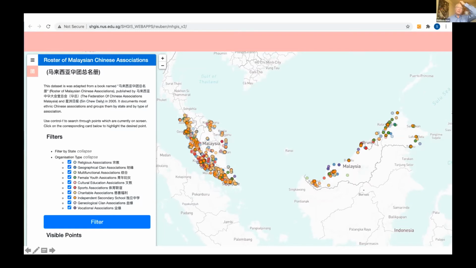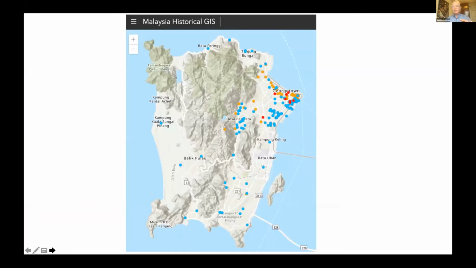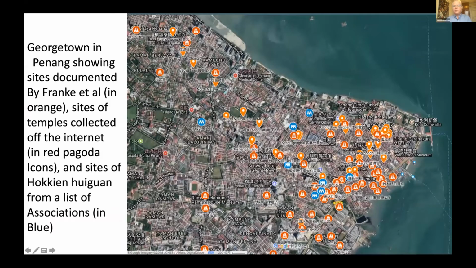Okay, great. So we're expanding into Malaysia, and we've got about 4,000 sites there of associations and temples. Some of them we had no idea existed, and we've only found them by driving around in recent period. This is the Georgetown area. Here you see, if we move in here, we can see that some of these are from the works of Wolfgang Franke back in the 1980s. Others are sites that we gathered from online materials, and others are from lists of associations and their locations.